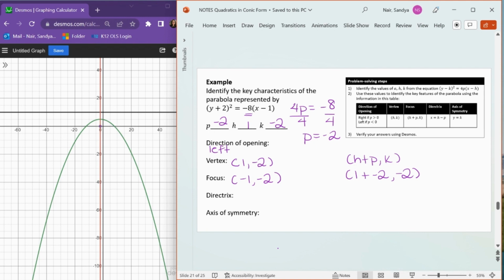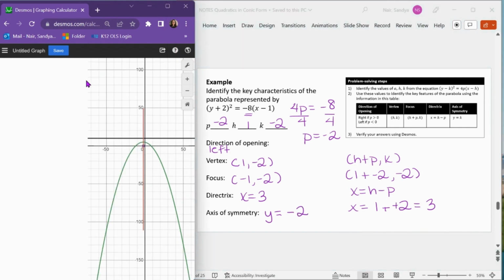So now let's figure out the location of the directrix. The directrix is going to be x equals h minus p, so we have x equals h, which is 1, minus p, so minus -2. Minus negative will turn into a plus, and 1 plus 2 is equal to 3. So we have x equals 3, and then the axis of symmetry, remember, that will be a y equals line, and it'll be y equals k. So we have y equals -2.